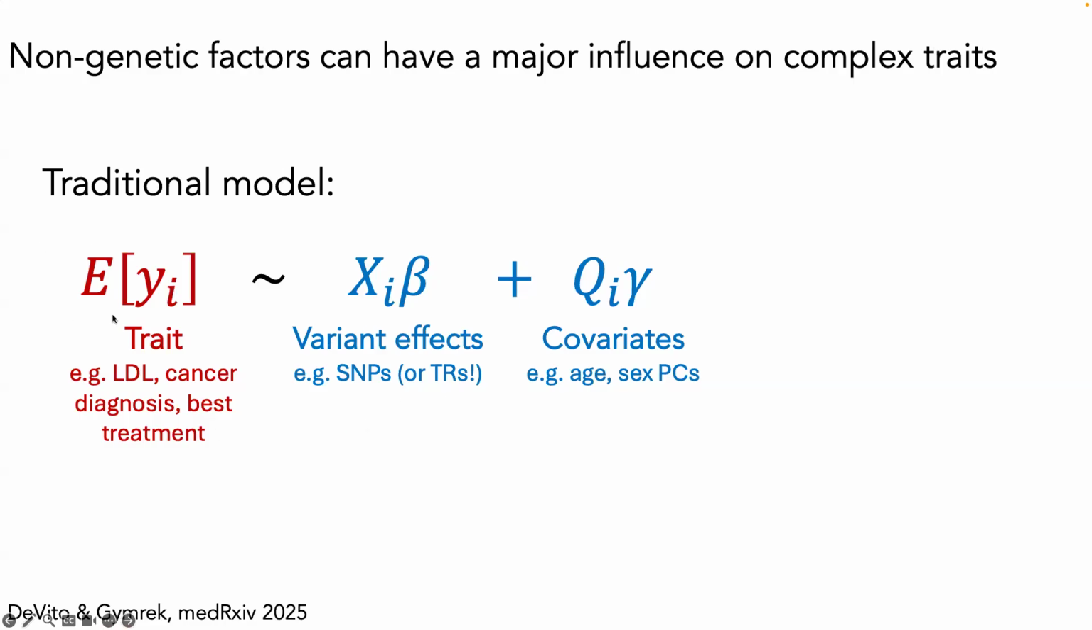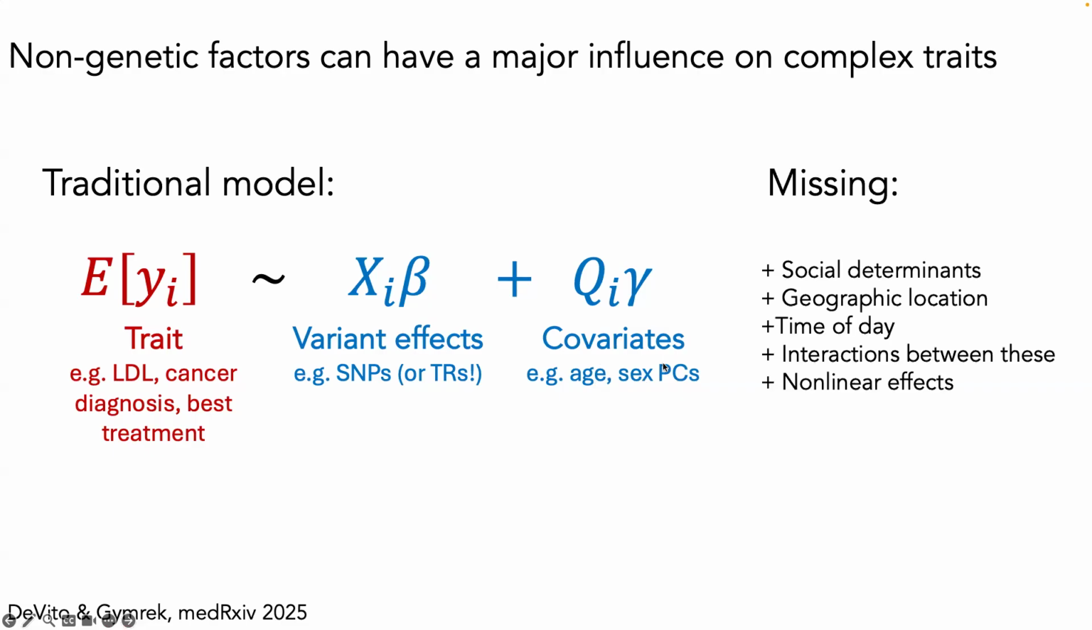where we have some trait that we're interested in, and then we can model it as a linear combination of effects of different variants. Maybe those are SNPs, or maybe those are TRs or something else, plus different covariates. So for instance, it's common to correct for age, sex, and ancestry PCs. But especially for the blood phenotypes that we've been looking at in UK Biobank and All of Us, and probably for other phenotypes as well, there's a lot of other stuff that can impact these traits besides the genetics, like social determinants, or where you are in the world, or time of day, and so on.